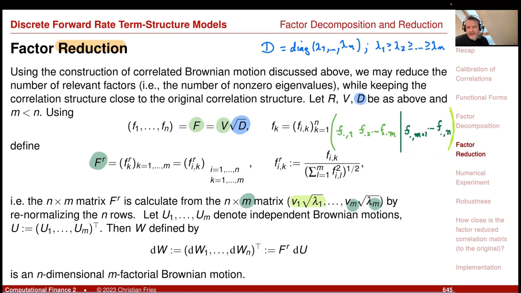So I have to fix this, and I fix this by renormalization. My true definition of the matrix F superscript R, my reduced factor matrix, is that F_ik superscript R is this original factor F_ik renormalized, such that the norm of this N times M matrix row is again 1. I just divide by the square root of the norm of this row, so of the ith row. This means I calculate my reduced factor matrix by first taking the matrix where I just leave out some columns and then renormalizing the n rows.